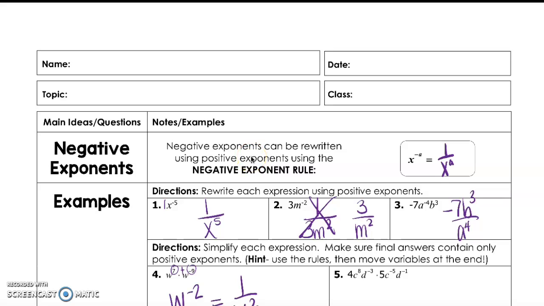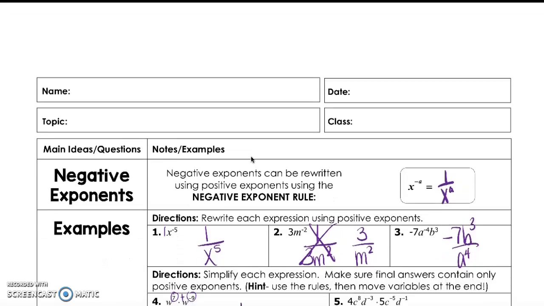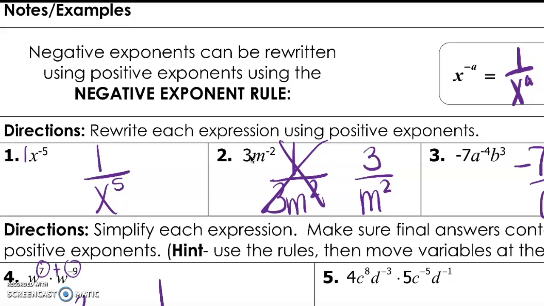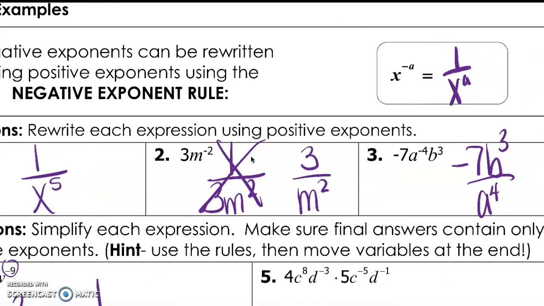This video will be the even problems on pages 6-7 and 6-8. So just a reminder, we are not allowed to have negative exponents. So if you have a negative exponent, you need to move it to the bottom of a fraction. Or if you have a negative exponent on the bottom, it needs to move to the top of the fraction.